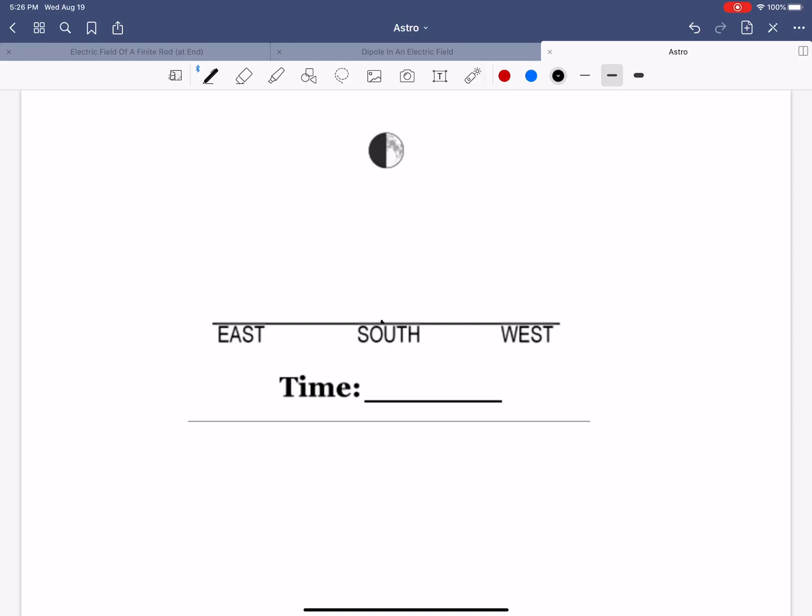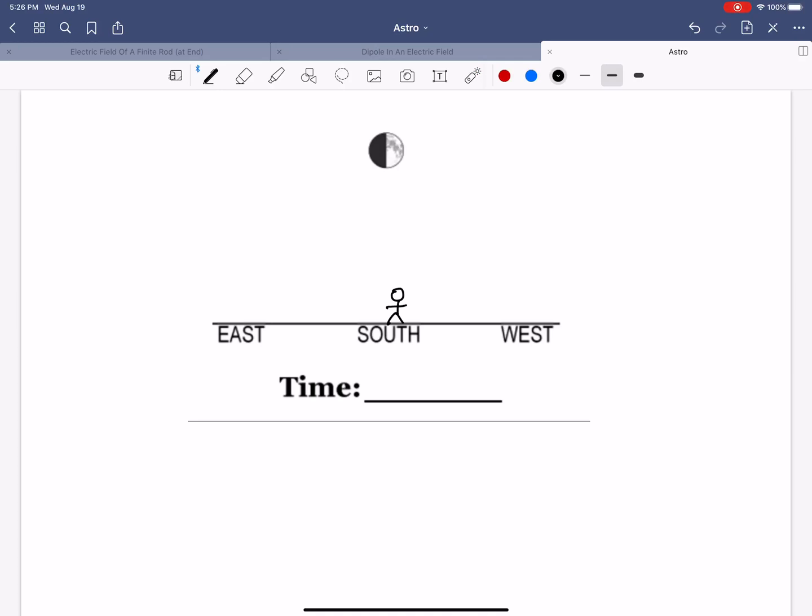You can picture an observer, or you, standing on the Earth facing south. That's why south is written where it is, and thus the eastern horizon is to our left and the western horizon is to our right. The moon can be pictured anywhere above the horizon or even on the horizon in some cases, and it'll have some phase shown on it.